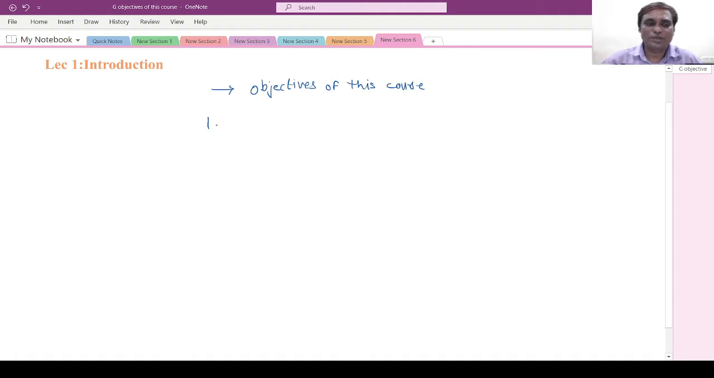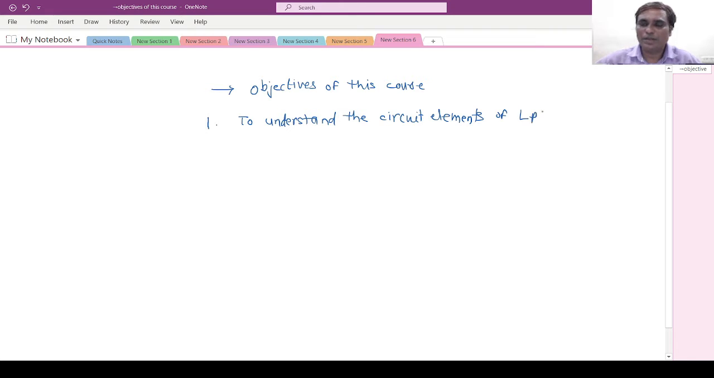So our first objective will be to understand the circuit elements of LPFLB network, and let me tell you what this LPFLB is.